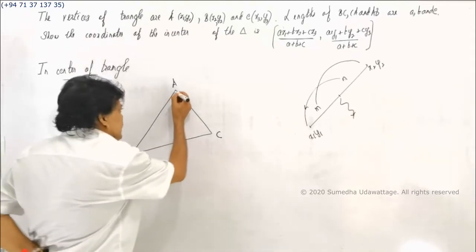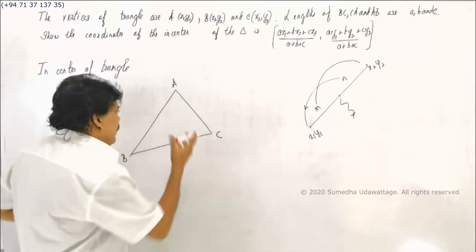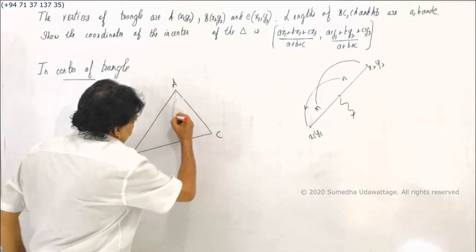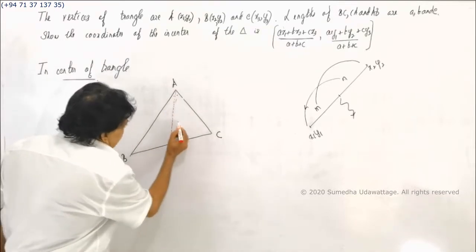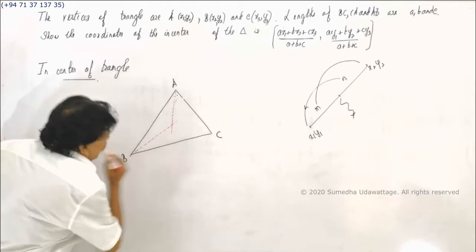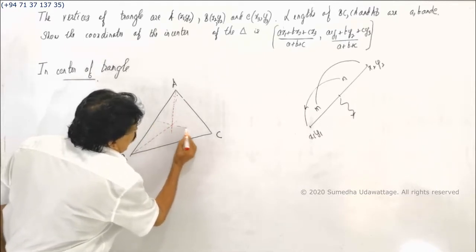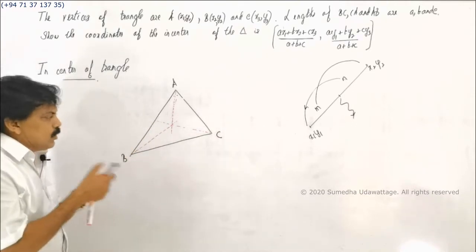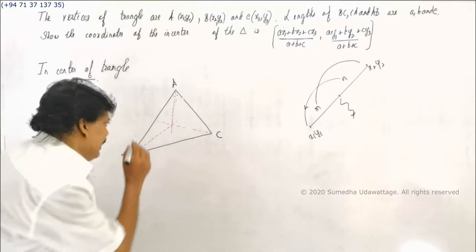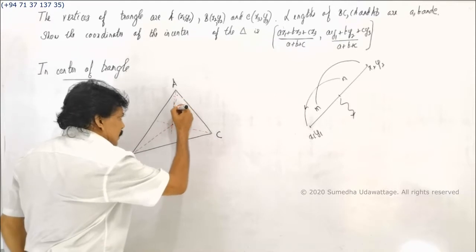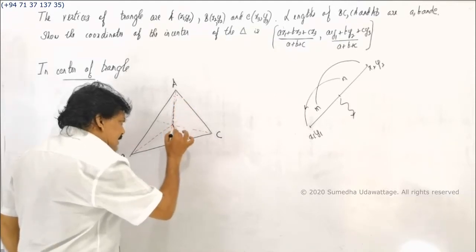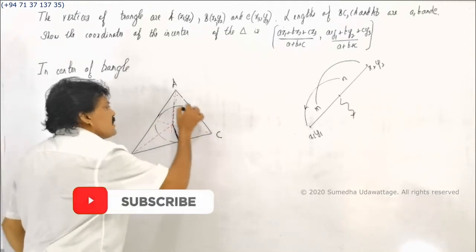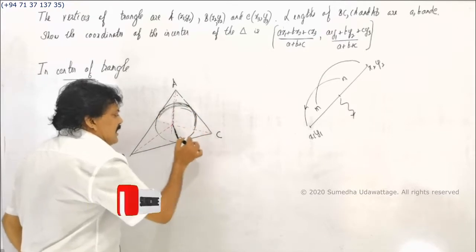Then you take the bisector of the angle A, then the bisector of the angle B, and then the bisector of the angle C. You take the point where the three bisectors coincide, and from this point, you take the perpendicular distance to one side of the triangle to be the radius, and then you draw a circle which would touch all sides of the triangle.